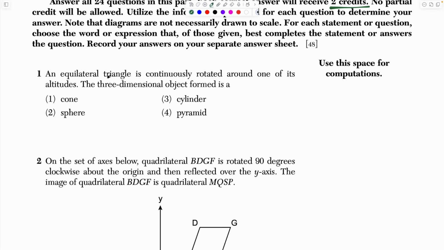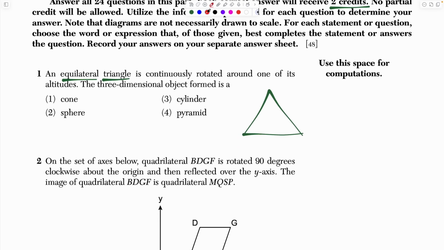Question 1: An equilateral triangle is continuously rotated around one of its altitudes. The three-dimensional object formed is, and we have these 4 options to choose from. So first, I'll draw an equilateral triangle. This is a triangle that has 3 equal sides. So it looks something like this.